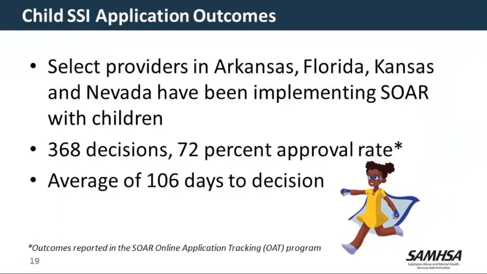Select providers in a few states have been implementing SOAR with children and tracking their decisions in OAT. For 368 decisions, they saw a 72% approval rate and an average of 106 days to decision. So we know that SOAR works for children too.